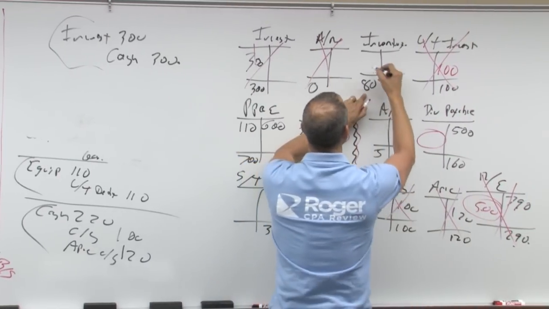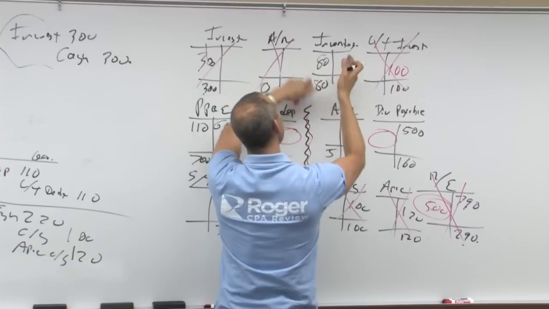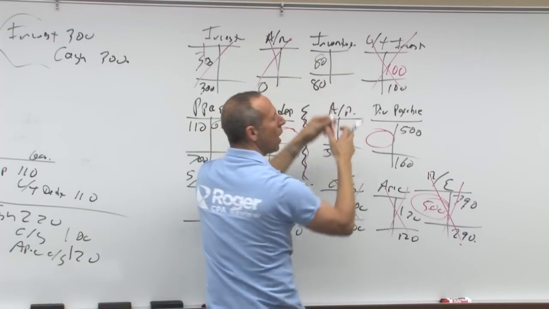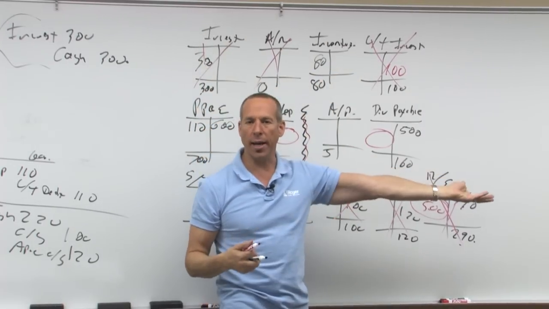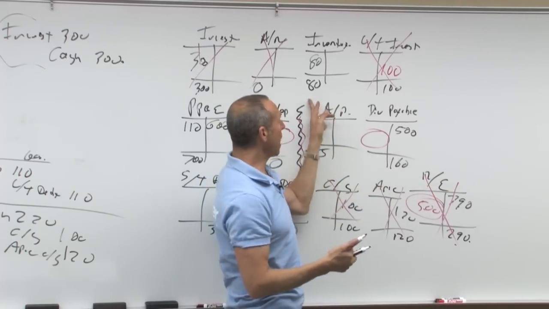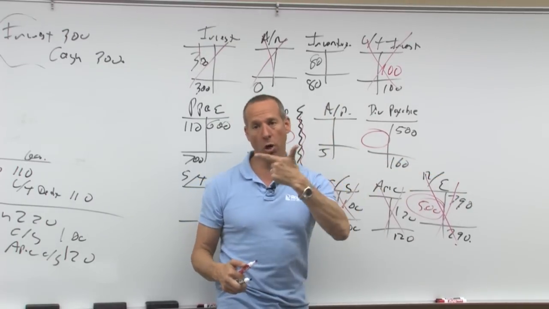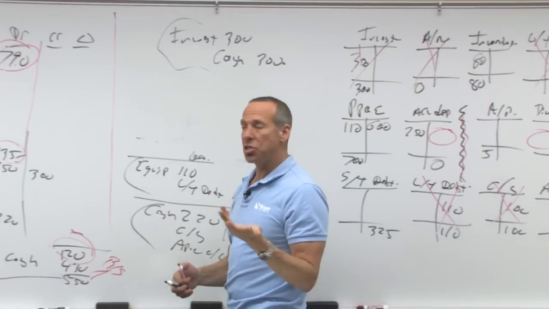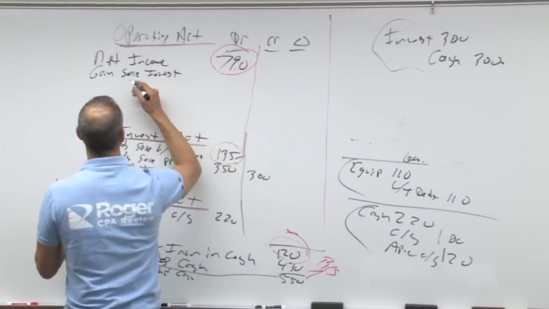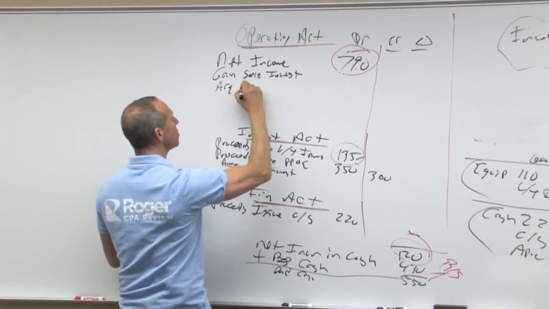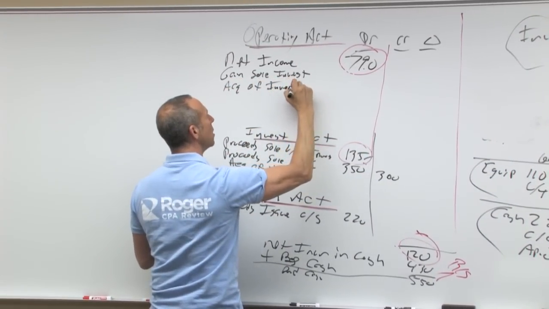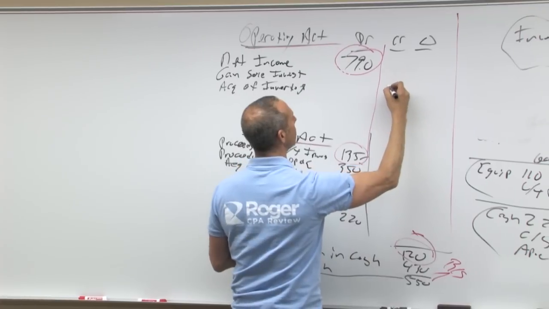The next one is inventory went up. If it's a debit here, it's a credit there. Inventory went up, you must have done what? Spent money. So that's an outflow. It's a debit here, it's a credit to cash. So what are we going to call it over here? Acquisition of inventory, and it goes into operating.